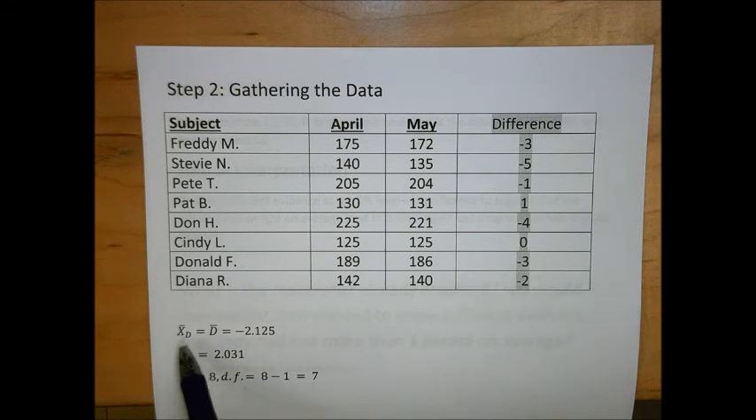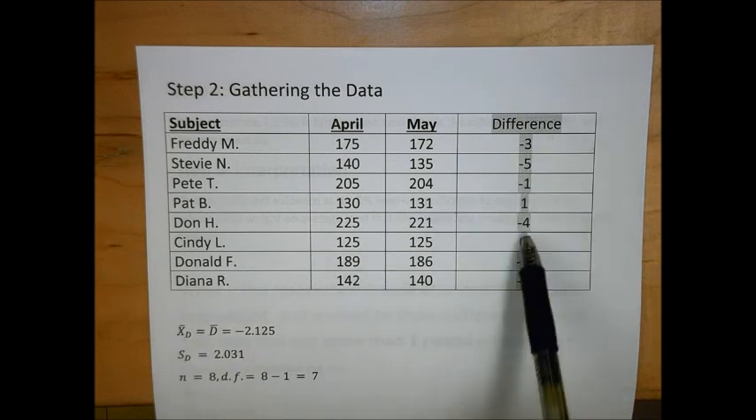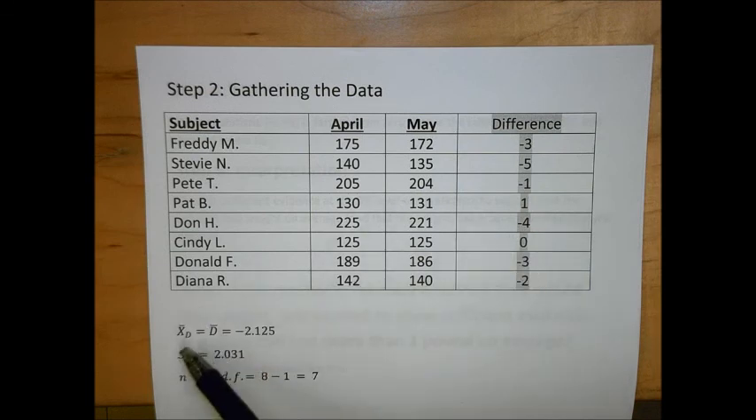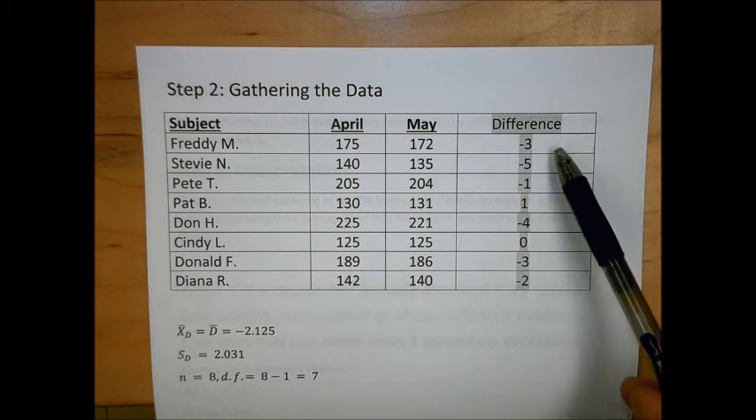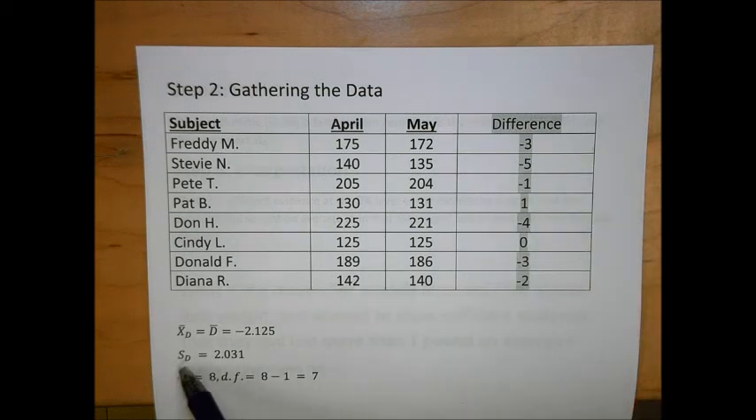X bar D is the average of the differences. So X bar D, or your book might refer to it as D bar, is negative 2.125. I encourage you to check that on your own to make sure you can calculate the average as well. The standard deviation of the differences, or SD, is 2.031. There are 8 observations, so n is 8, and thus the degrees of freedom will be equal to 7.